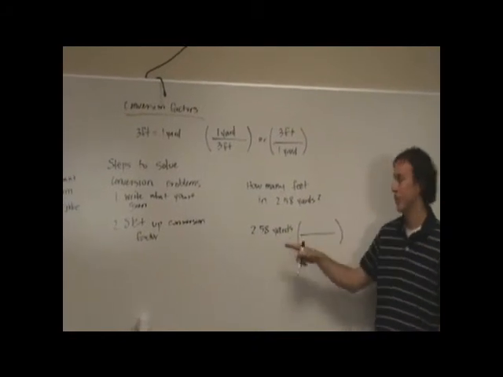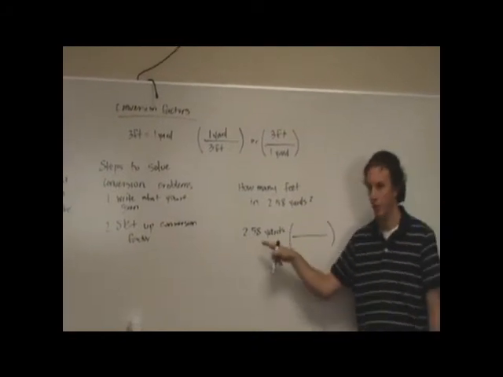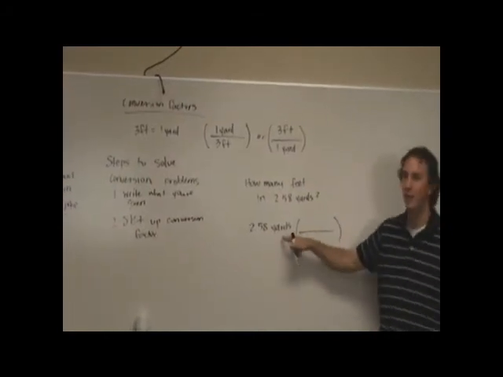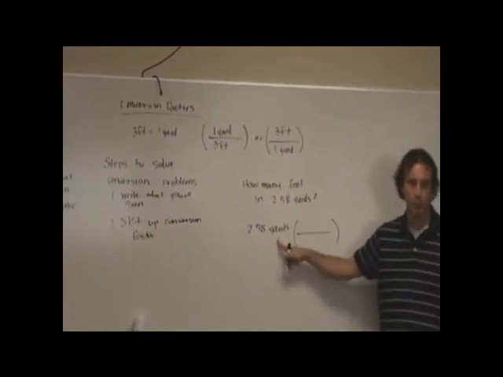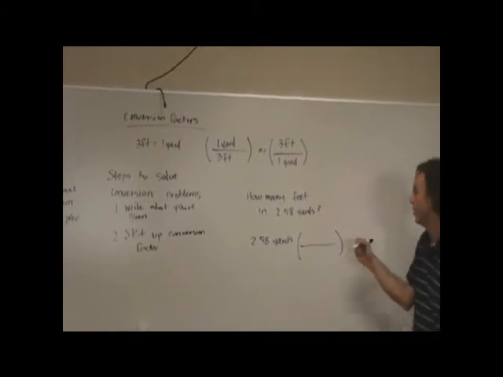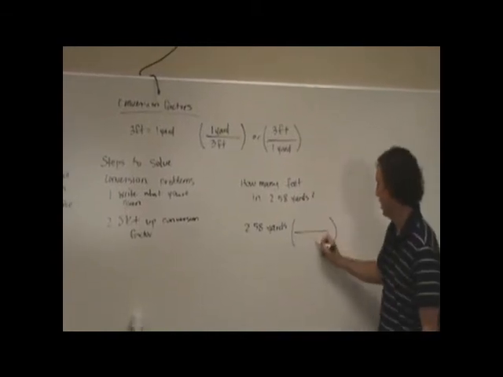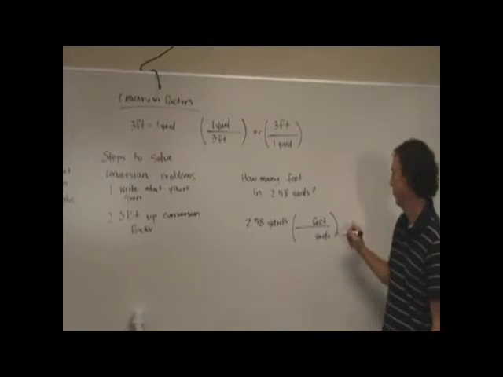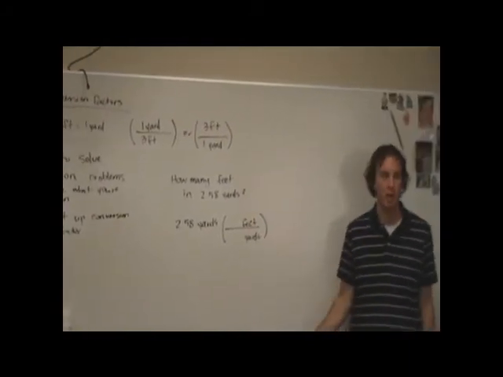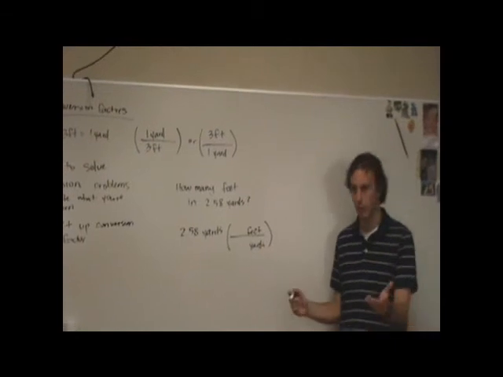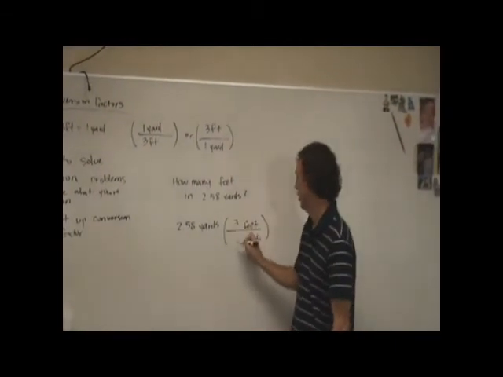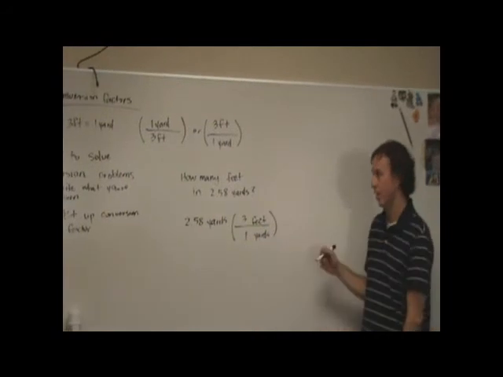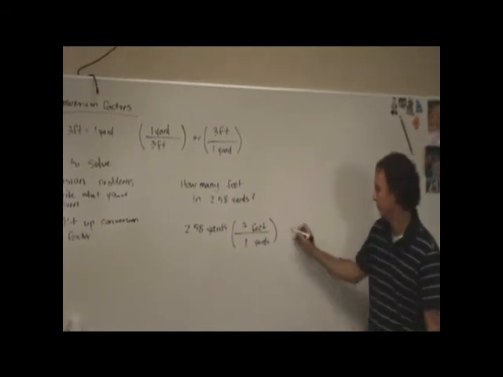You can almost imagine 2.58 over 1 here. You can imagine it in your brain if you want to. You want to get rid of yards, and what do you want your answer in? Feet. So you mentally say, okay, I want to get rid of yards, so I'm going to write yards on bottom, and I'm going to have feet on top. Is there a relationship between yards and feet? Do you know what it is? 3 to 1, right? So there's 3 feet in 1 yard. Now you set it up, so there's your setup.